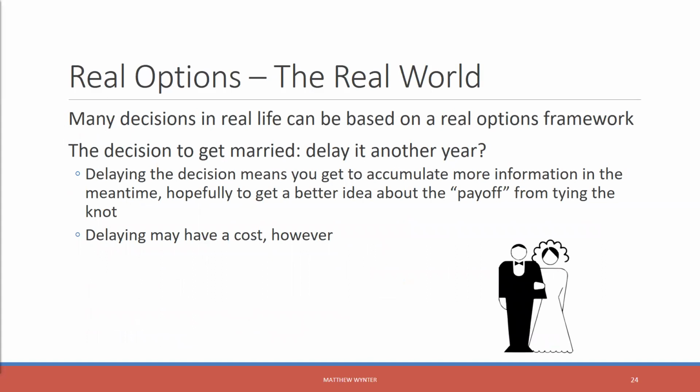Many decisions in real life are based on this real options framework. So you can think about this when you think about going to university, buying a car, buying a house, and also with your spousal decisions, the decision to get married, delay it another year. If you delay that decision, you accumulate more options, you accumulate more information, and hopefully you get a better idea about the payoff, but delaying may also have a cost, right? So we tend to think about these real options all the time in real life, and they have many applications, both within finance and within our actual lives.